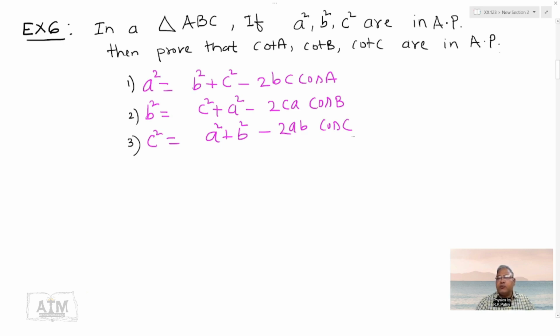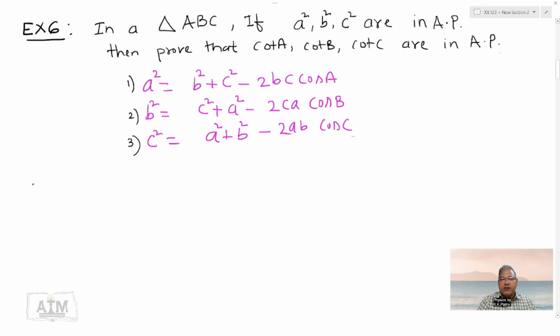That is, a square equals b square plus c square minus 2bc cos A, and b square equals, when there is a b square, you write down the other two, that is c square plus a square, then minus 2ca, and the third angle, that is cos B. Similarly, when you are writing the c square formula, then write down the other two, that is a square plus b square, then minus twice a and b, and the third angle other than a and b is cos C. Therefore, c square equals a square plus b square minus 2ab cos C. These three formulae I am going to use here to solve this question.